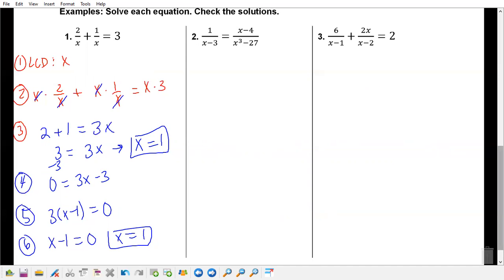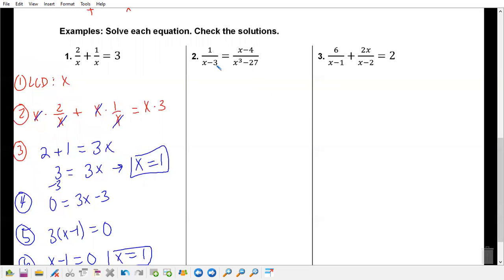Okay. On number 2, there are 2 ways to do it. When it's a sum or difference, your LCD is important. But when it's just one fraction equal to another fraction, what is this called? Starts with a P.